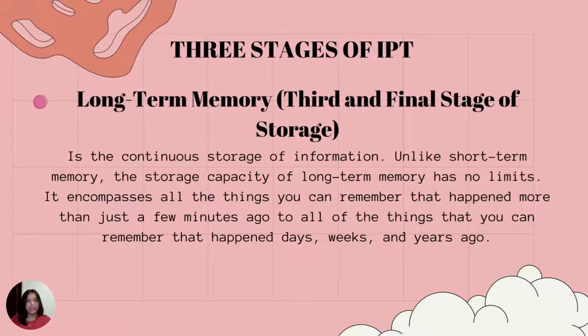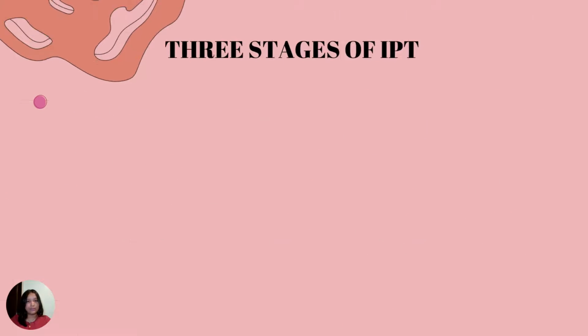Long-term memory, third and final stage of storage. It is the continuous storage of information. Unlike short-term memory, the storage capacity of long-term memory has no limits. It encompasses all the things you can remember that happened more than just a few minutes ago to all of the things that you can remember that happened days, weeks, and years ago.